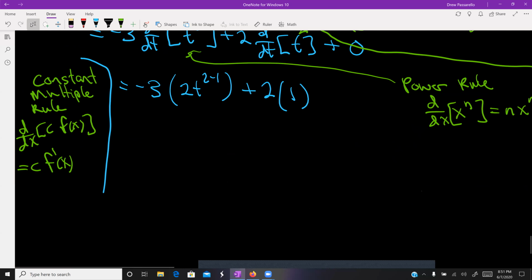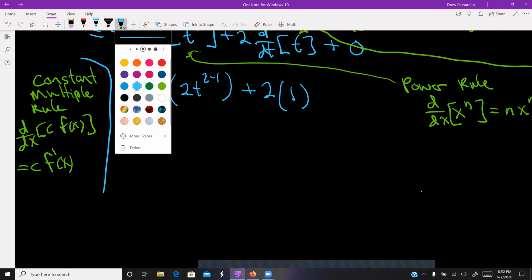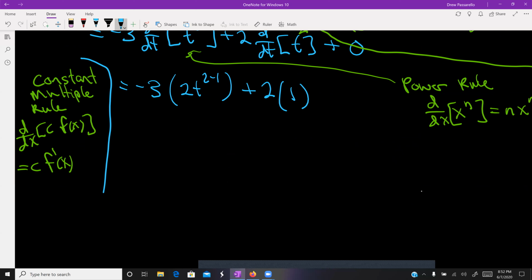All right, so I'm almost there. Now it's just a matter of simplification. So I do -3 times 2, which is -6. And then t to the 2 minus 1 is the first power, so it's just -6t. And then I have plus 2, right? Because that's 2 times 1. All right, this is the end result. So the derivative f prime of t is equal to -6t plus 2.